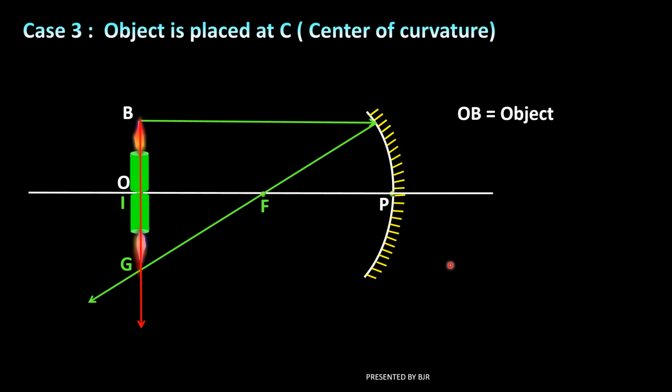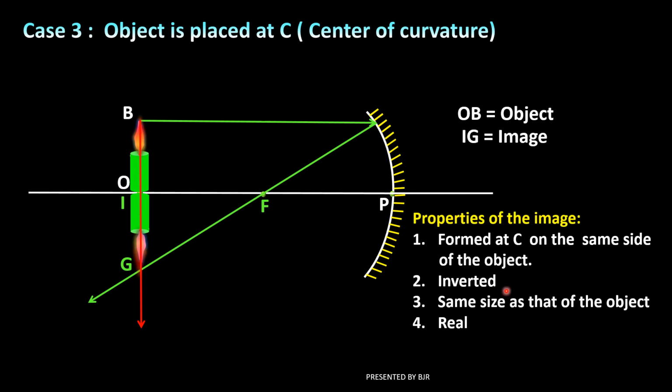Okay, so let us write the properties of the image formed here. Formed at C on the same side of the object, inverted, same size as that of the object, and real. We have studied all these properties previously.